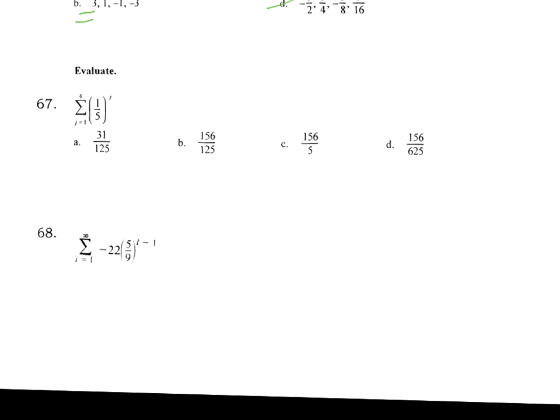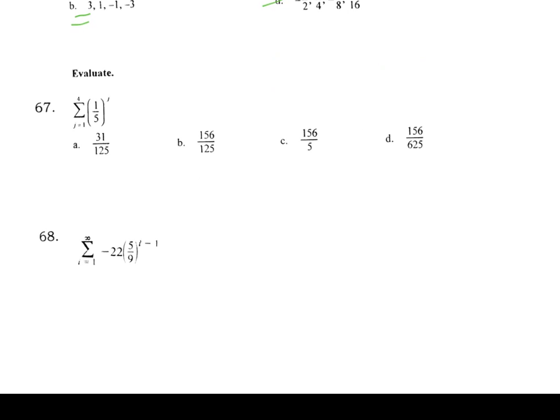So for this guy, it doesn't really say whether it's arithmetic or geometric, so I think we'll just do this one by hand. So I think the first thing is to notice that I am adding 4 terms together. So I'm going to add 4 things together, and they are going to be defined by, and they use j here, (1/5) to the j.